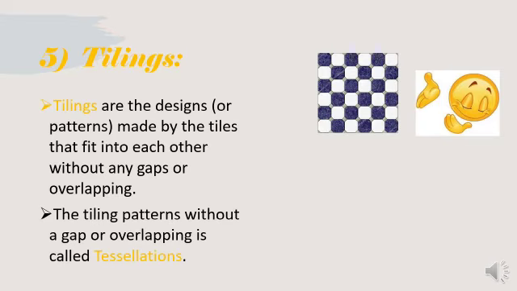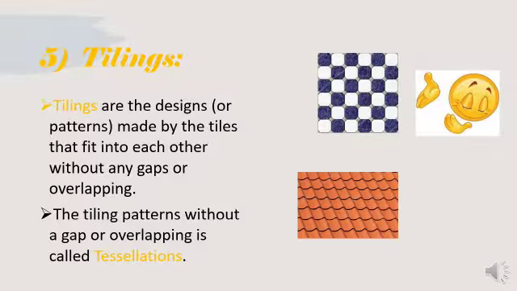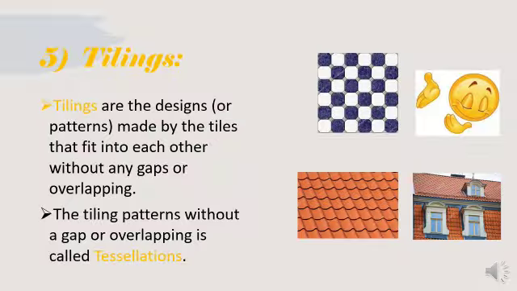Now what is tessellation? The tiling pattern without a gap or overlapping is called tessellation. That means there is no gap between the tiles and there is no overlapping. Overlapping means coming one upon the other. Example you can see in this picture. On the rooftop we have bricks like this which are arranged one upon the other. So we should not have such a type, which we see in some of the buildings. So the tiling patterns without a gap or overlapping are called tessellations.